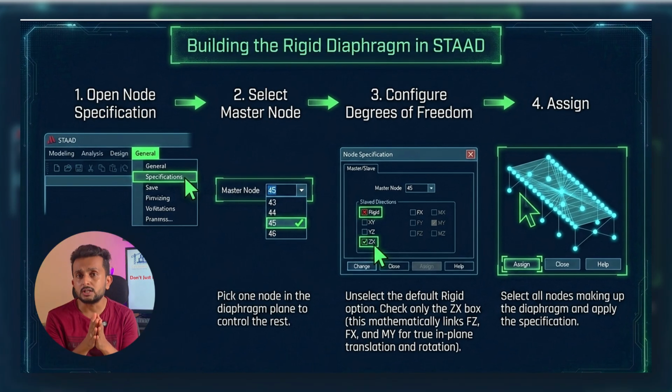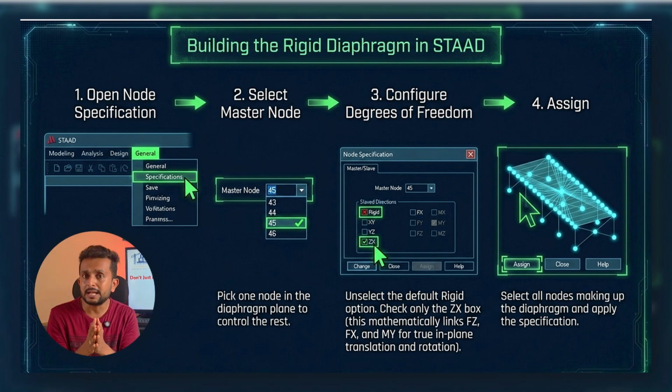From the general specification tab, select the node button to open the node specification window. Pick the node that will act as master for every other node in that diaphragm. It does not matter much which one, as long as it sits in the same plane as the rest. Then choose which degrees of freedom link to that master node. STAAD's default rigid option links all of them.